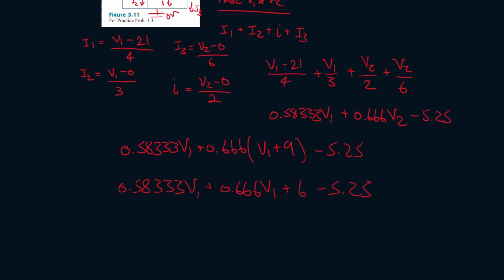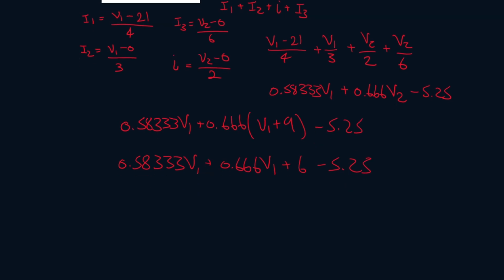Alright, we get the following answer. And then if we collect like terms, we get 1.25 V1 plus 0.75. Now we can solve for V1. So notice this is equal to 0. If we bring 0.75 to the other side, it'll be minus 0.75. Divide both sides by 1.25. So it's minus 0.75 all over 1.25, which is minus 0.6.